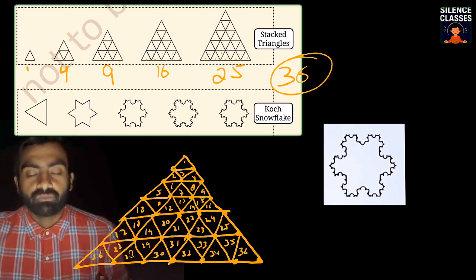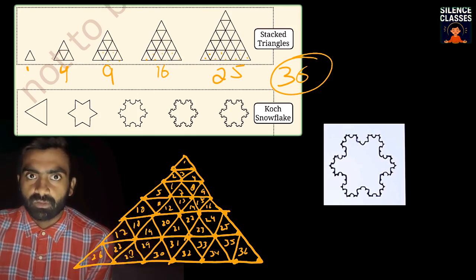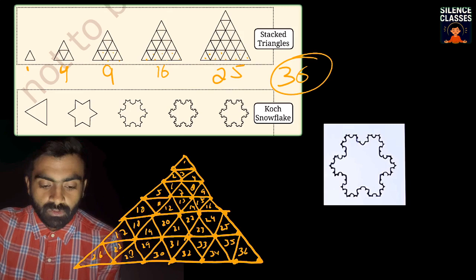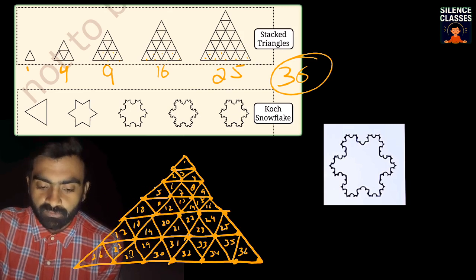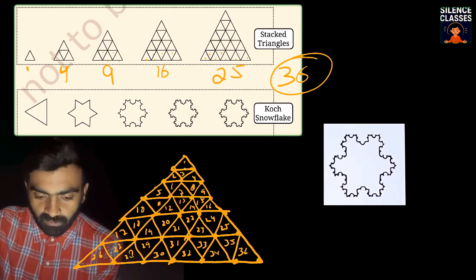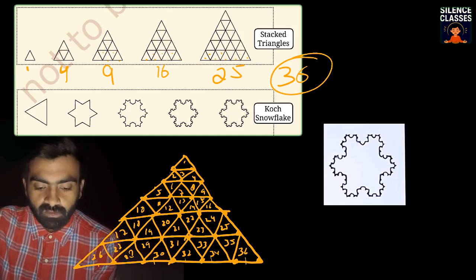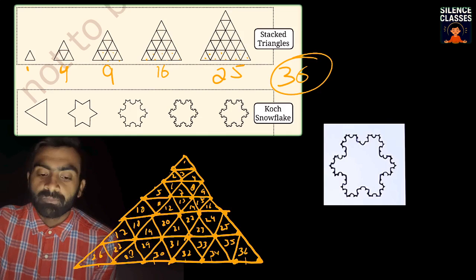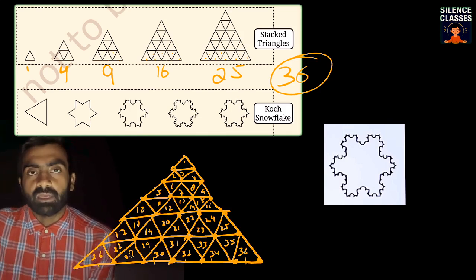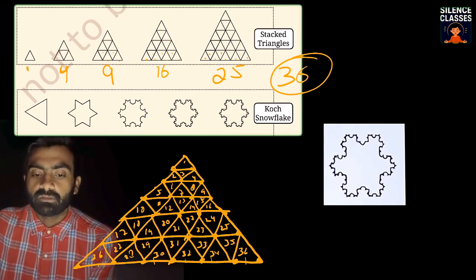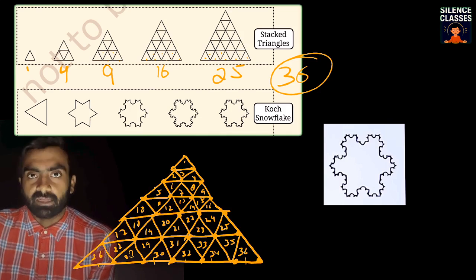Like this you have to make the triangles. Over here you can check it out: 1 2 3 4 5 6 small triangles. From here, 1 2 3 4 5 6, 6 lines are over here. It means 6 multiplied by 6 is 36. So like this you can make the numbers, or you can count the numbers, and this is how you have to make the triangles.